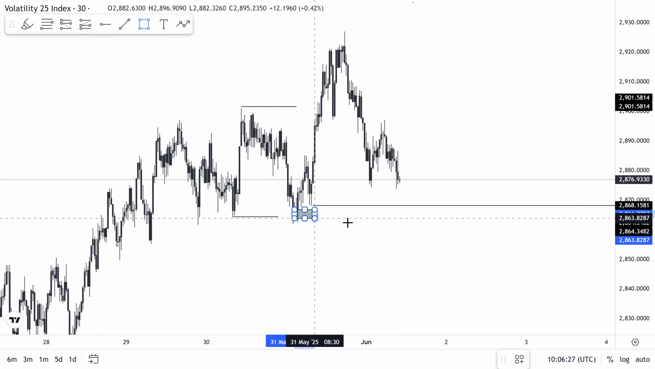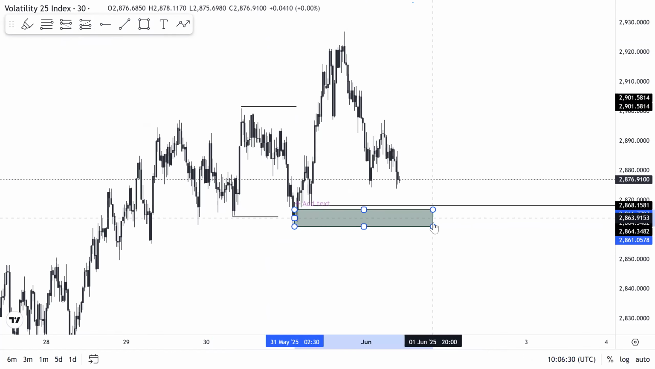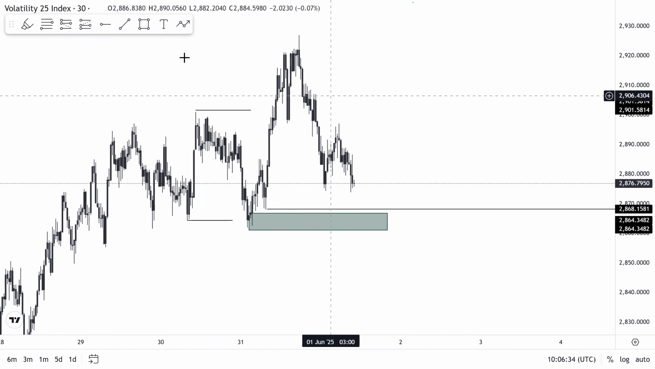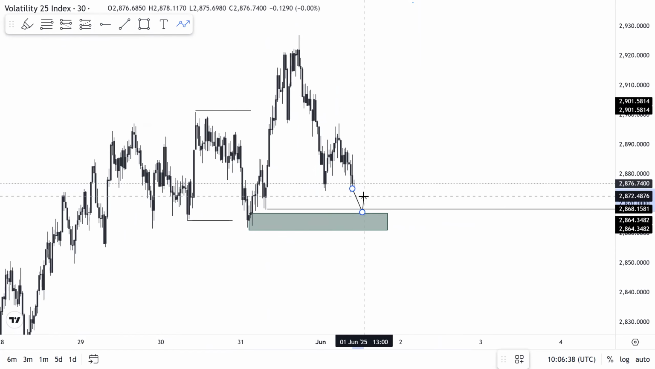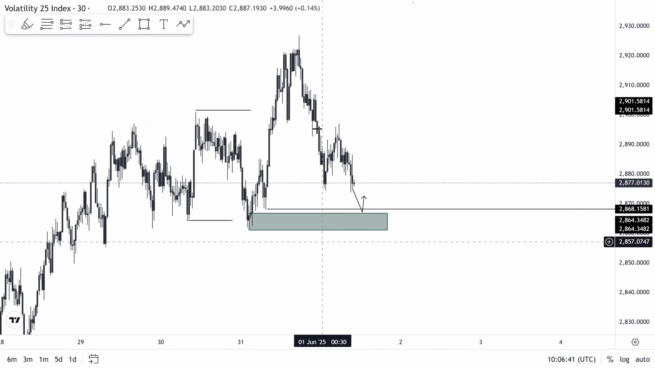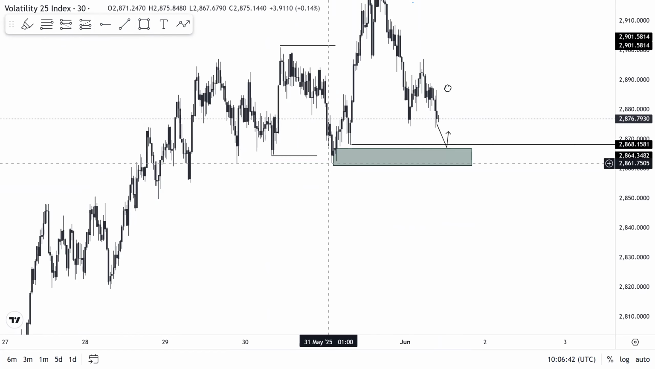Now, I won't just take any random trade. I'll wait for price to sweep out this low first. Once price sweeps out this low and starts buying, I'm looking for a re-entry on this low right here. You can't take a sell setup on this trade, because price is very bullish.